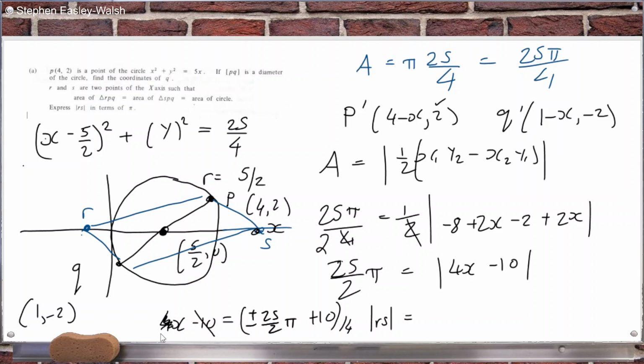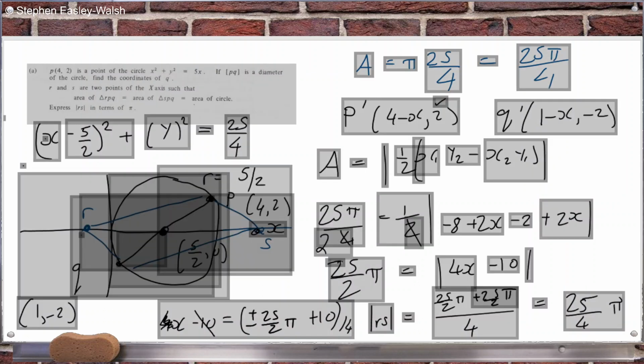So the bigger one minus the smaller one. In both cases, the 10s will cancel. So what you'll be left with is 25 over 2 pi minus 25 over 2 pi. So that's 25 over 4 pi, because 50 over 2 is 25 over 4. Yeah, so I think that's the A part done. Let's have a look at the B part now.